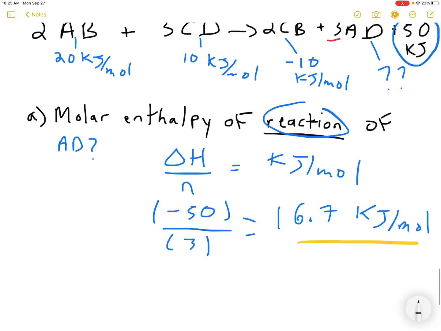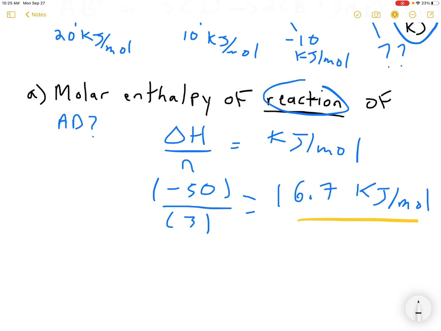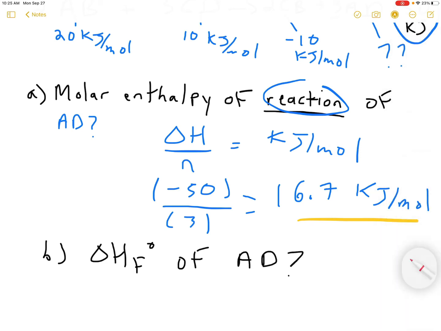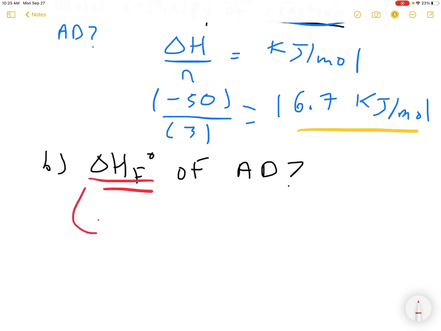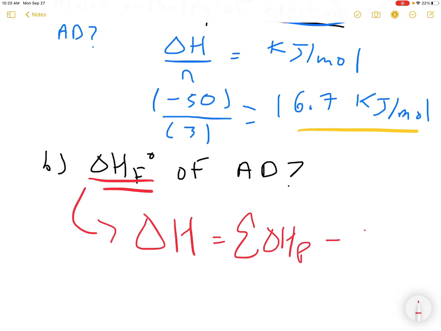But remember that the reaction is different than the enthalpy of formation. What if I asked for the enthalpy of formation of AD? Well, when it comes to the enthalpy of formation, then we have to use delta H is equal to the sum of the enthalpy of the products minus the sum of the enthalpies of the reactants. And so there's a difference between the enthalpies of reaction and the enthalpies of formation.